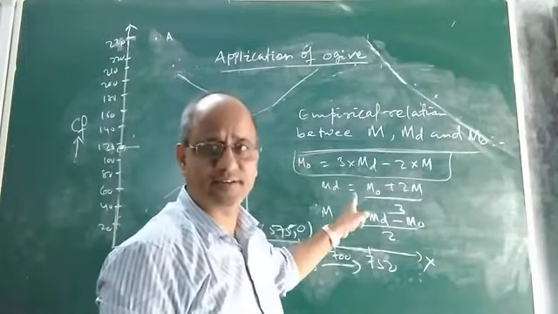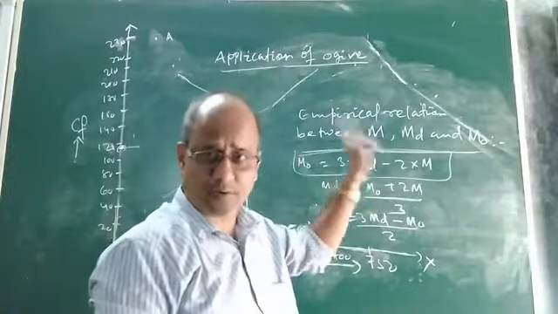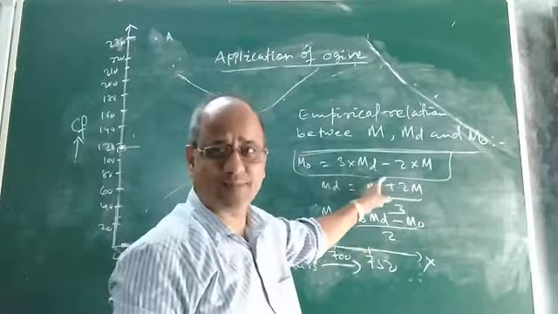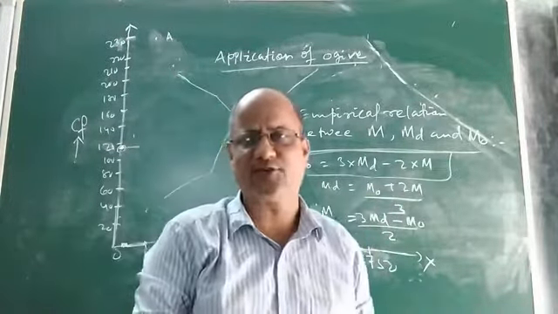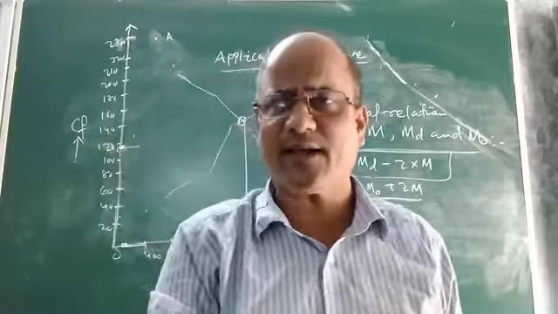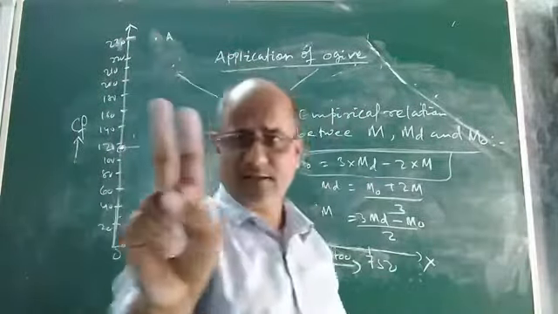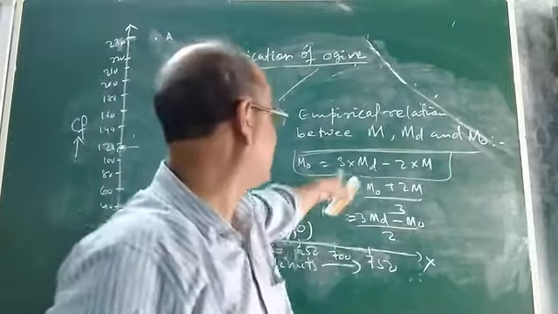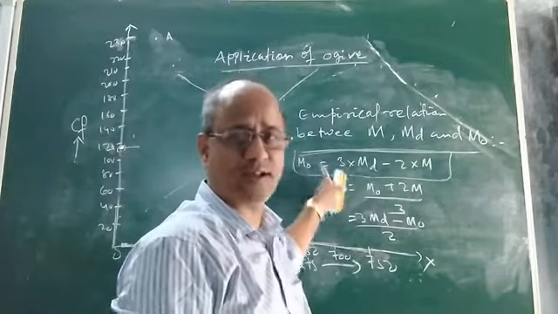That is, the mode of a frequency distribution, whether discrete or continuous, is equal to thrice the median minus twice the mean. So children, this is the empirical relation. What is its significance? If we remember this one, then if any two measures of central tendency are given, the third one can easily be calculated.